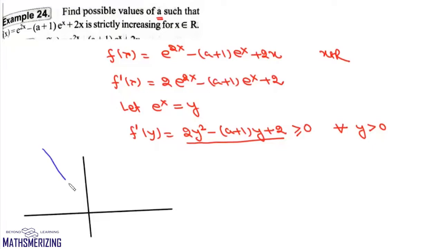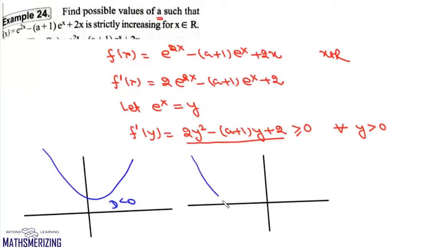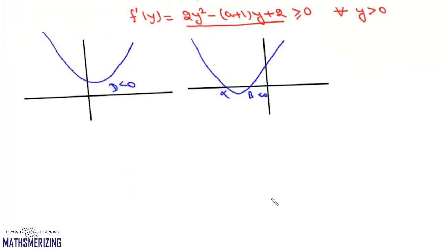Either it is always positive, which is when the value of d is less than 0, or when both the roots of the equation are less than 0, they are negative. So if we look at this first condition, it will be d is less than 0, and we can also include this equality sign, because if at one point the derivative is 0 and not in an interval, still that function is strictly increasing. So we can write d is less than or equal to 0.